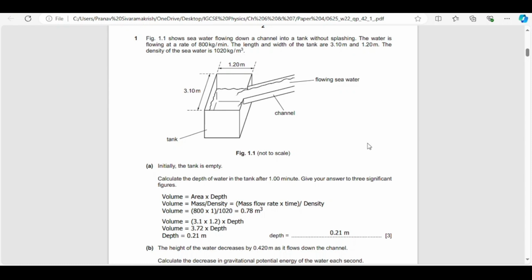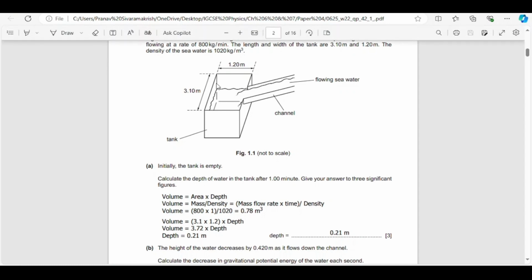So the depth will depend on the amount of volume that's flowed in, and the amount of volume that's flowed in is going to depend on essentially the mass of water flowing in and the density of the water, both of which are quantities we have. We know that the volume is the area multiplied by the depth. The area would be the length multiplied by the width, and then you have the height, which is the depth, which will give you the volume.